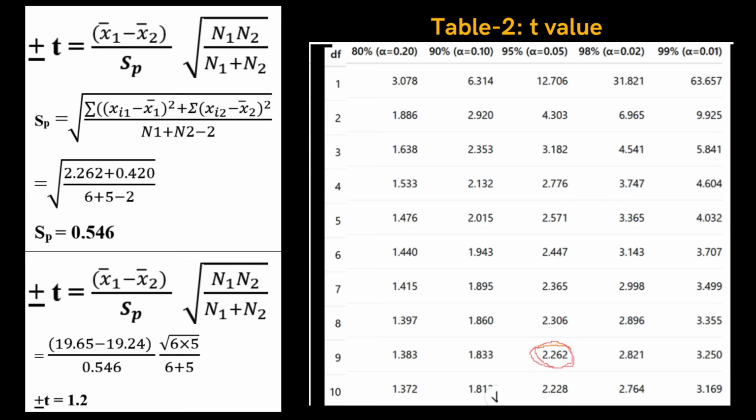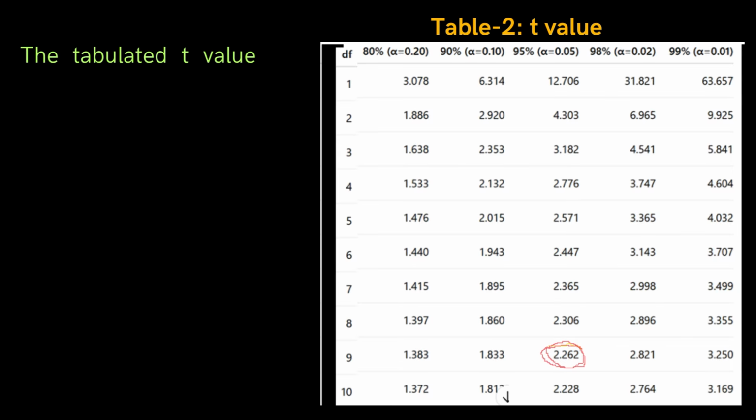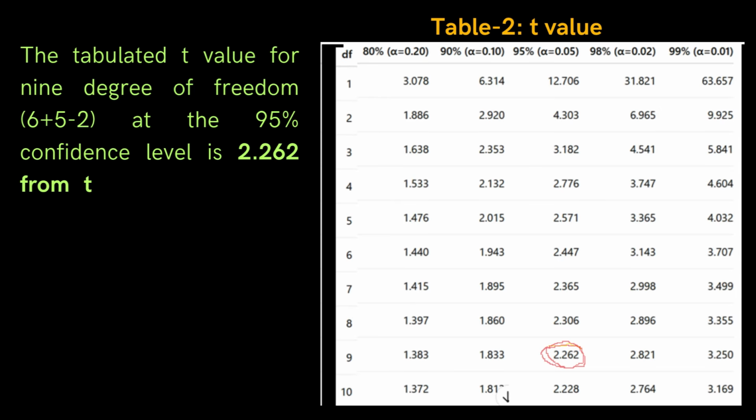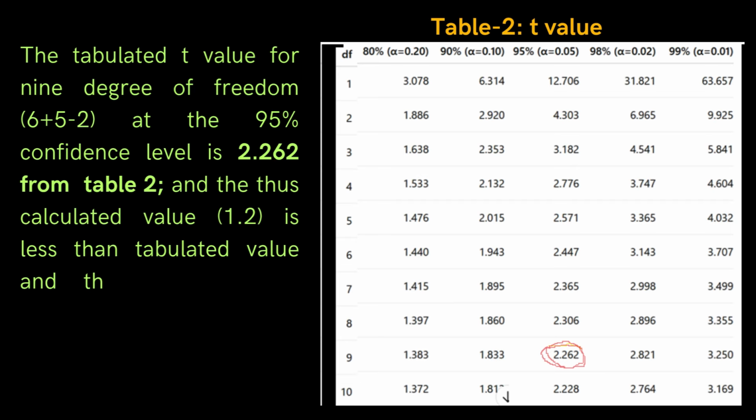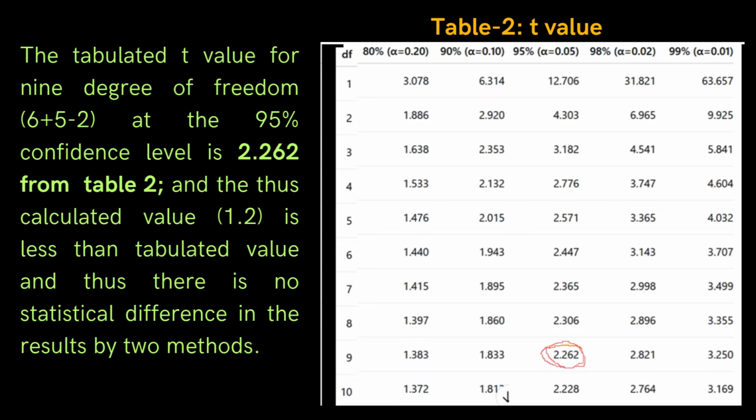Now putting the values in the t-test, which is plus minus t is equal to x bar 1 minus x bar 2 divided by SP, where SP is the pooled standard deviation, and multiplied with the square root of n1 into n2 divided by n1 plus n2. The calculated t value, plus minus, is equal to 1.2. Finally, in conclusion, the tabulated t-value for 9 degrees of freedom, 6 plus 5 minus 2, at the 95% confidence level is 2.262. Thus the calculated value is less than the tabulated value, and so there is no statistical difference in the results by the two methods.